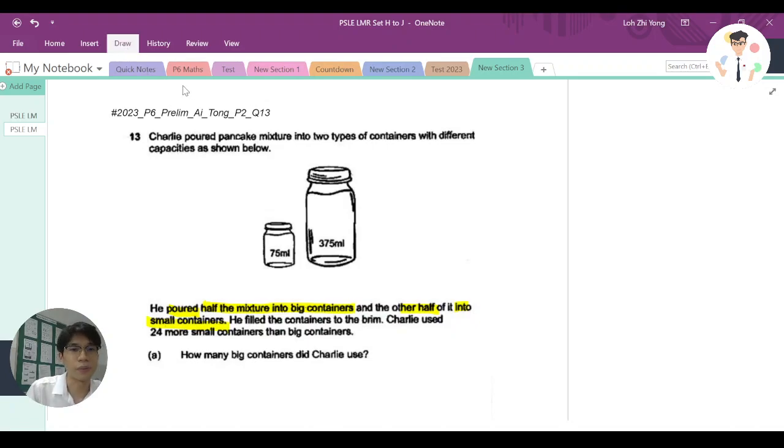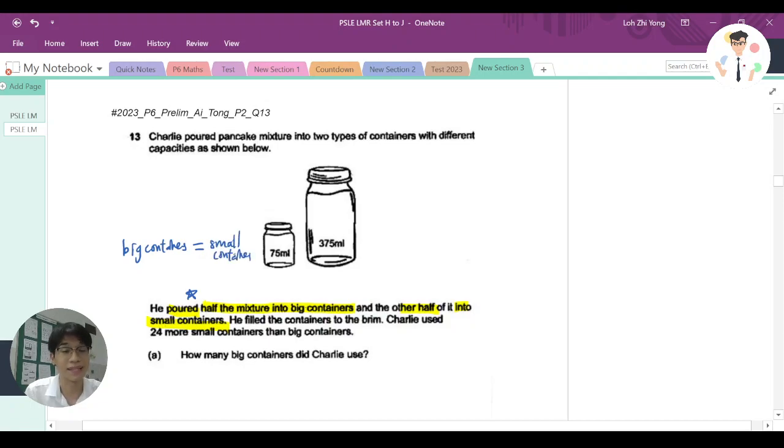Now, this is actually a very important phrase. Why? This basically tells you that for the big containers, I don't know how many containers I have, but all together, the volume will be the same as the small containers. Okay, this is what the phrase basically is saying. Then he filled the containers to the brim, which means that each used exactly 75 ml. And Charlie used 24 more small containers than big containers.